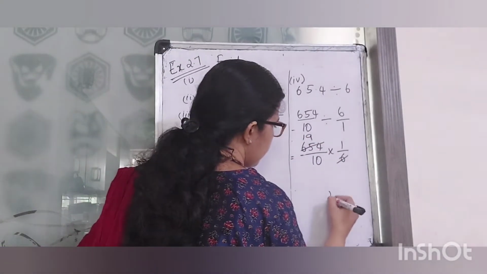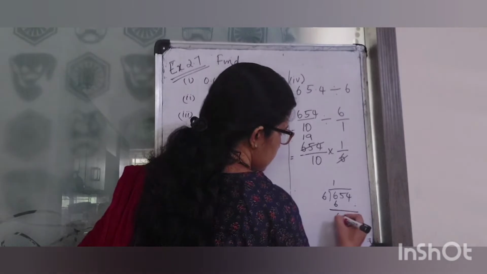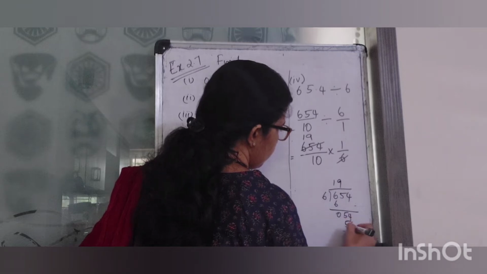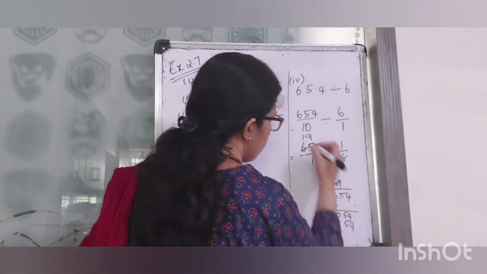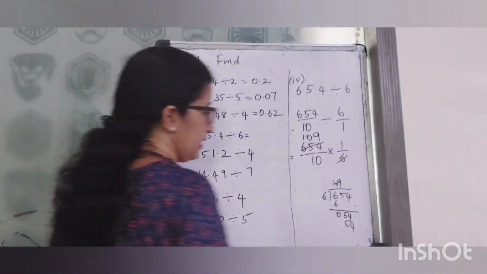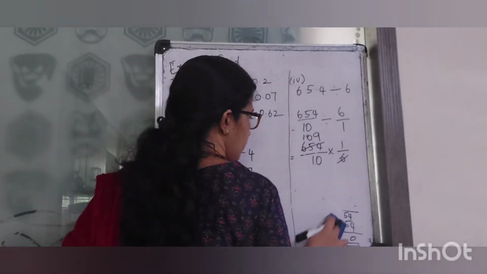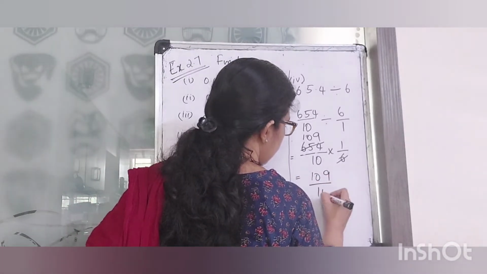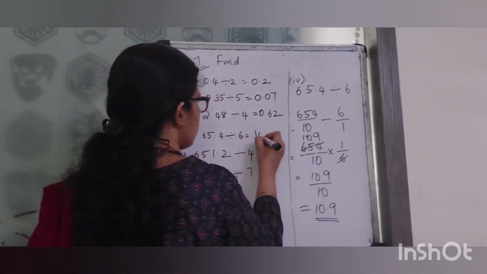1 6 is 6, 9 6 are 54. You can even try dividing it like this: 654 divided by 6. 1 6 is 6, 0, 5 4, 9 6 are 54. Sorry, 109. Okay, 109 by 10. So the answer is 109 by 10, which is equivalent to 10.9. 10.9 is the answer for the fourth question.